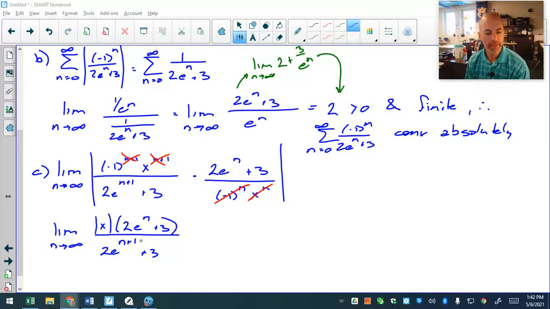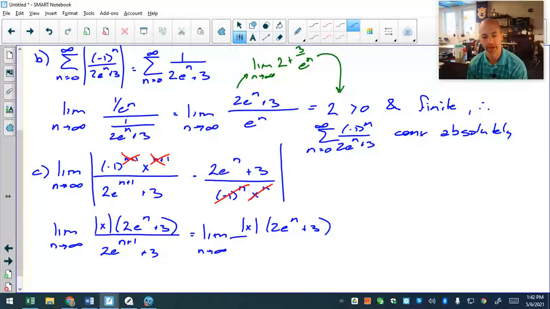All right, so this one right here is a little bit interesting. The denominator has a slightly higher e. What I'm going to do with this, and I'll do this in baby steps, n goes to infinity, I have absolute x. I'm not going to touch the top. In the denominator, I'm going to change 2e^(n+1) to 2 times e^n plus 3. I'm going to separate that n plus 1 like this.